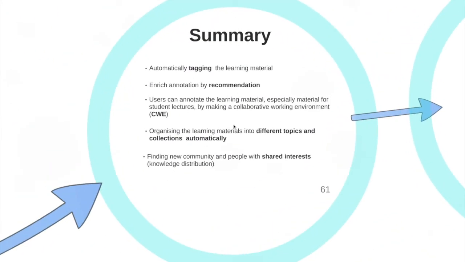So let's go to the summary. We tried to build an application to automatically tag the learning material and enrich the annotation with recommendations, also make a collaborative working environment, and organize materials according to our metadata into different topics and collections in an automatic way. From the user feedback, human in the loop, we can increase the preciseness of our recommendation and collection functionalities. And for finding new communities and people with shared interests, we provided unification with a hash key.